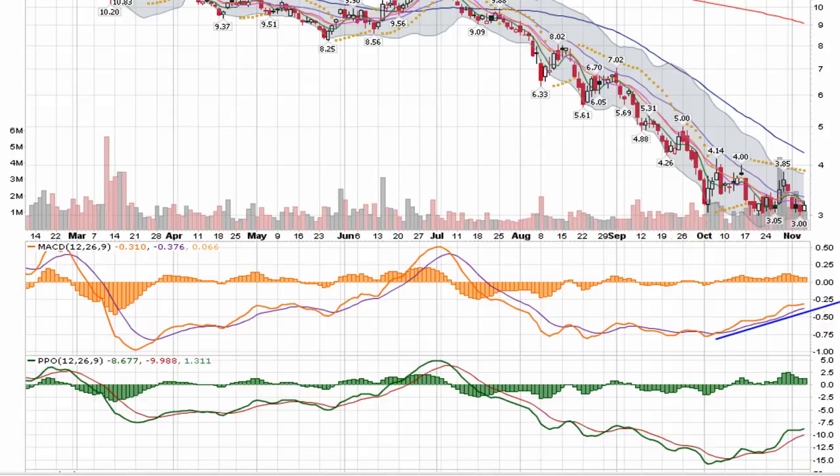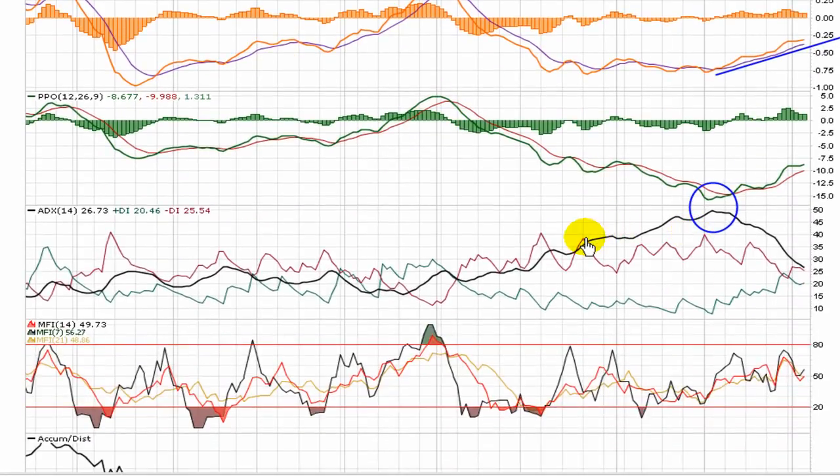MACD still trending back towards zero, coming off a classic PPO ADX pinch. The downtrend certainly appears to be losing some steam. ADX has come from all the way up over top of 50, all the way down, heading back towards 25. Some nice looking things going on with the MFI, a firm upward channel, holding over top of 50.